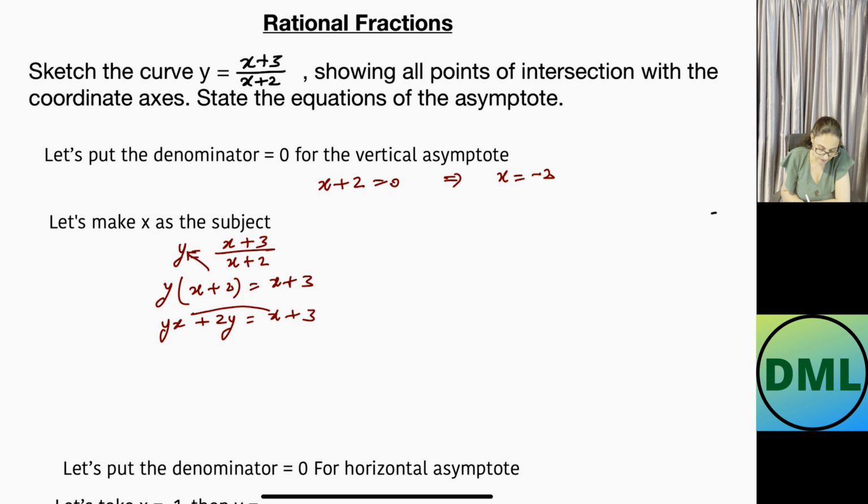So I need to move this to the other side, and this will be on the right hand side. So yx minus x equals 3 minus 2y. If I take out x as a common factor, x(y minus 1) equals 3 minus 2y. x will be written as (3 minus 2y) divided by (y minus 1).